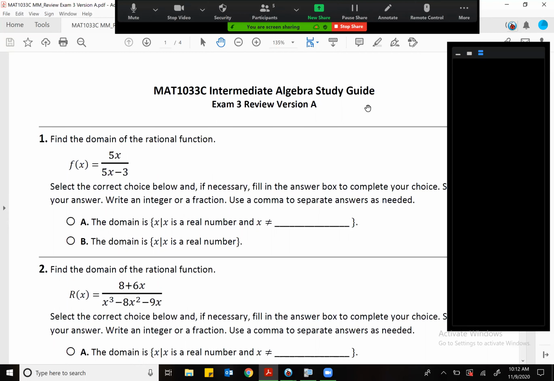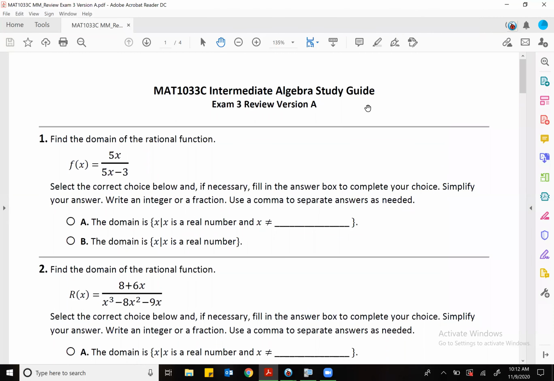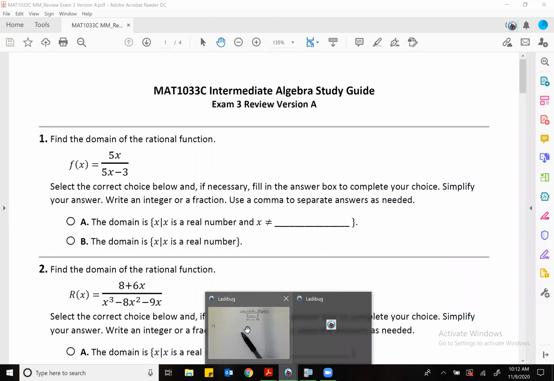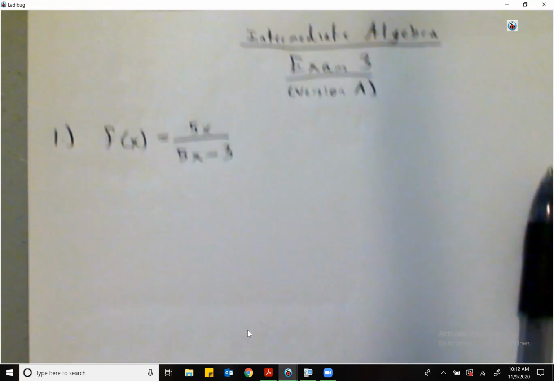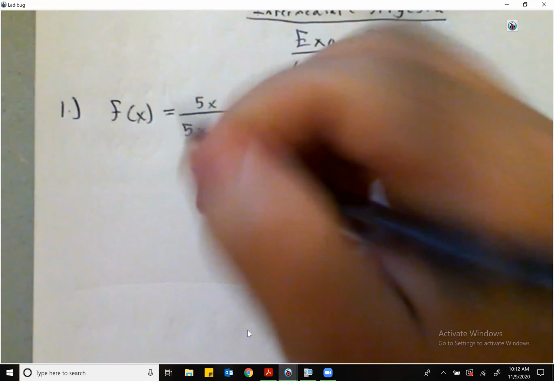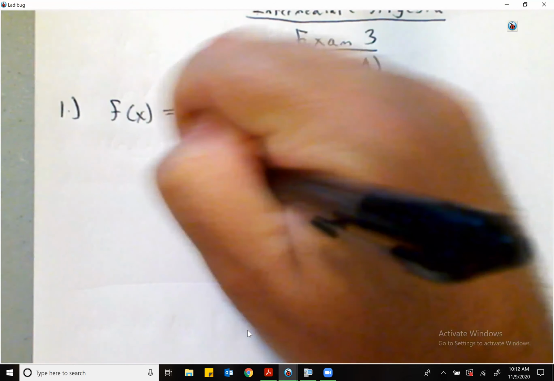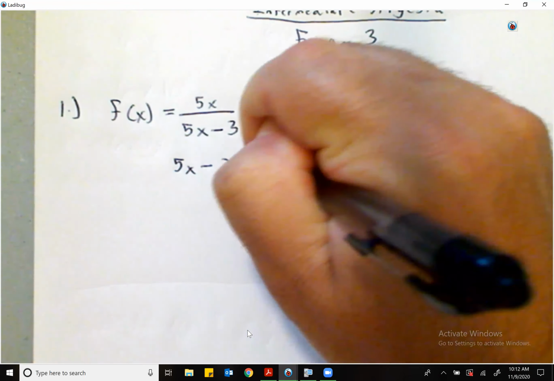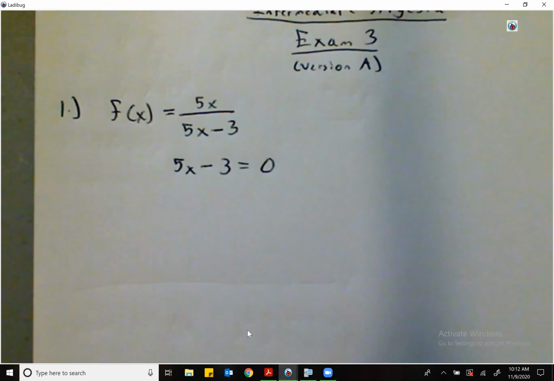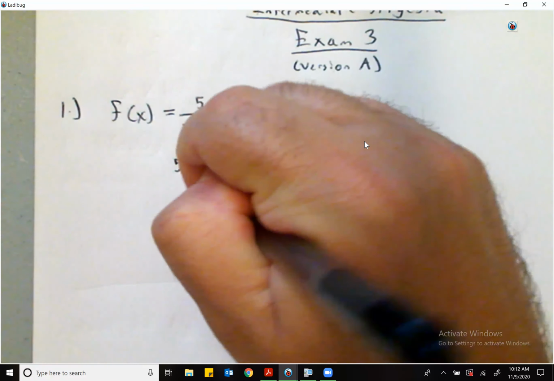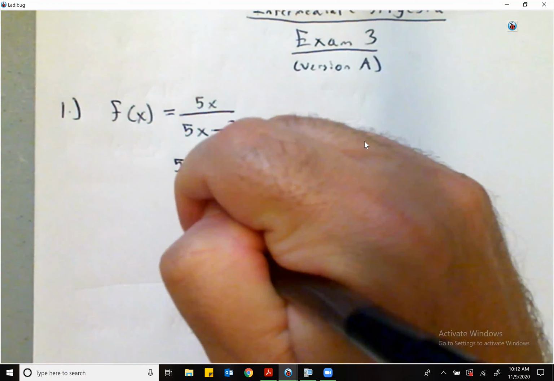So how do we find this domain? Talk to me. Set it to 0. Set what to 0? The denominator. Good. We're going to take that denominator and set it equal to 0. So we've got 5x minus 3 equal to 0. All right, so then what do we do now? Add 3 to both sides. Okay, so you're getting the x by itself.